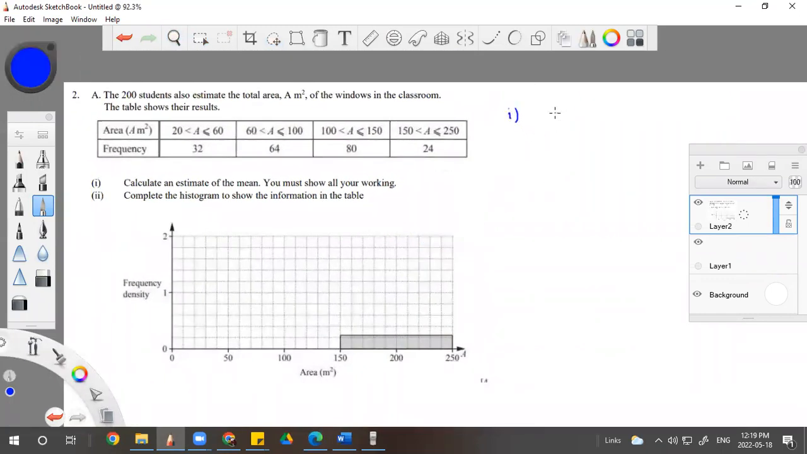For part 1, what you need to do is try to create the mean x on each range. Okay, and this is the frequency. I think I need to put one extra space here. Why?